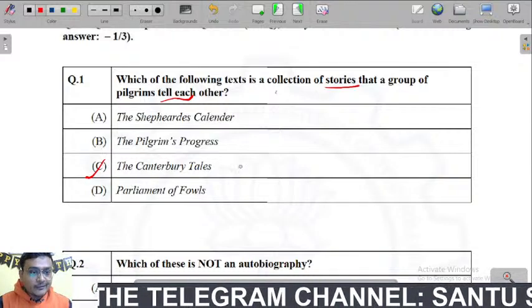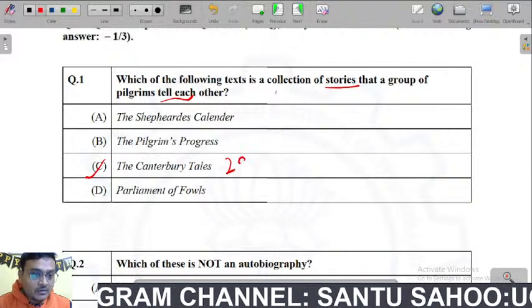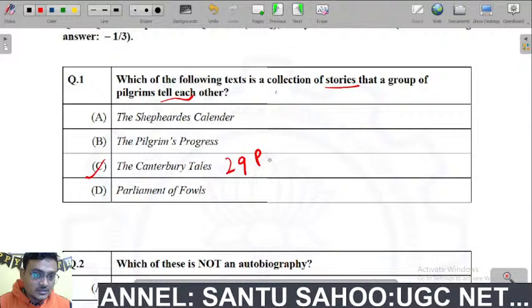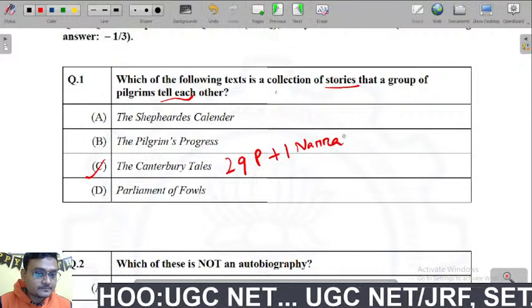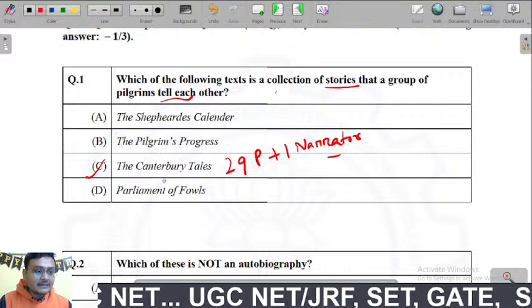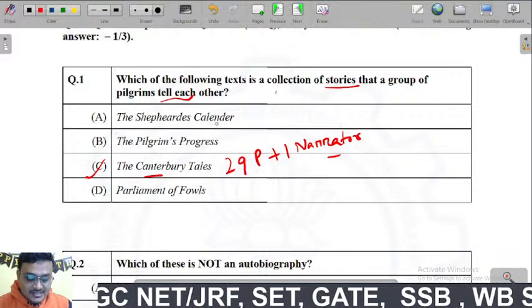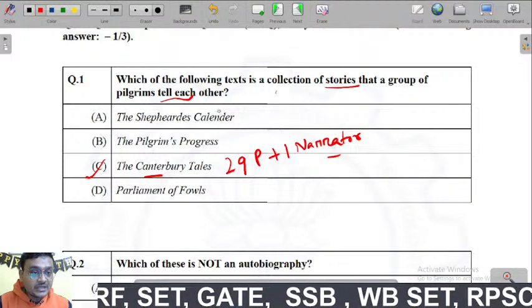You know, there were a total of 29 pilgrims and one narrator. So here Canterbury Tales is the right answer, whereas the Shepherd's Calendar is a work by Philip Sidney.